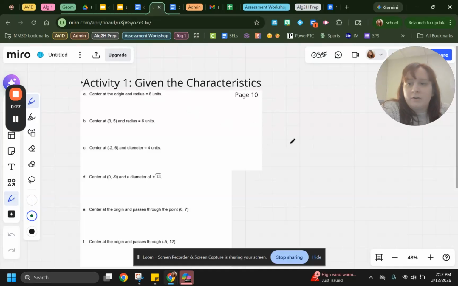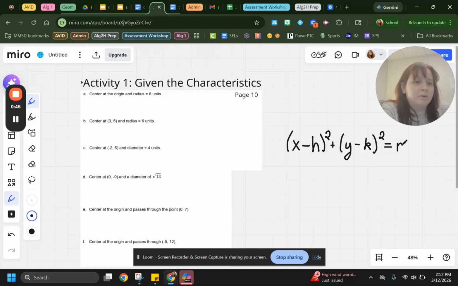Just as a reminder, I'm going to go ahead and write out our equation of a circle. So we have (x minus h) squared plus (y minus k) squared equals the radius squared, or r squared. Now, just as a reminder, (h, k) is our center, and those are going to be opposite signs than what you see in your center. And r is our radius.